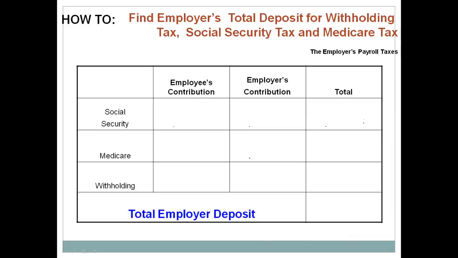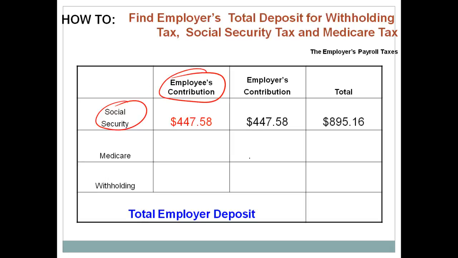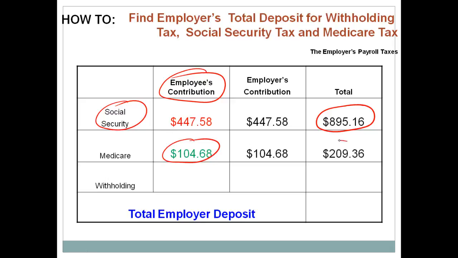So over here on the next part, the 447.58 was what they got for Social Security that they held from people's paychecks. They have to double it, they have to match it. So the total Social Security they're going to have to send in that quarter is $895.16. For Medicare, they took this amount out of people's paychecks, but they have to match it, and so what they actually send in is $209.36.